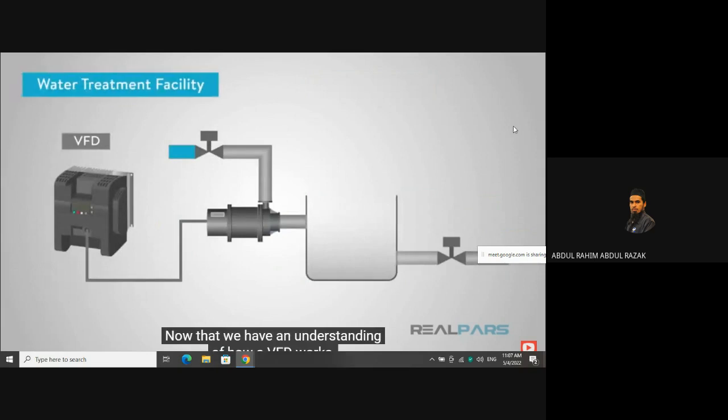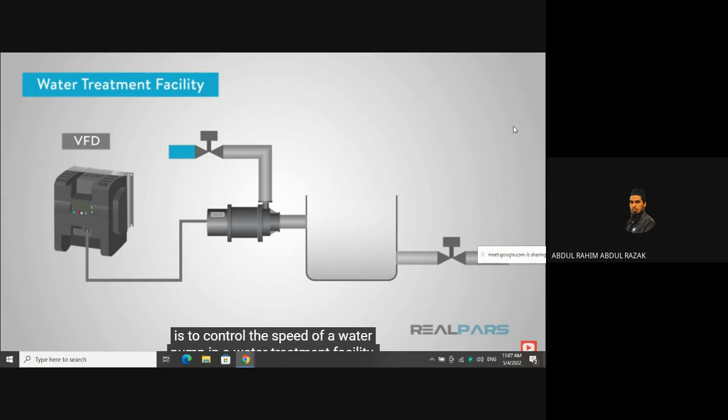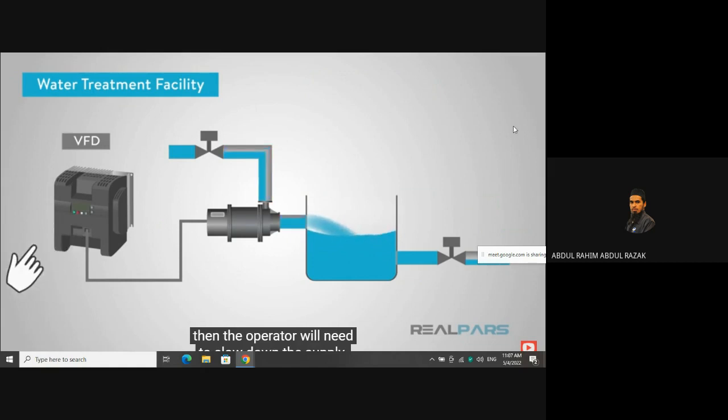Now that we have an understanding of how a VFD works, let's see what they're used for. One very common use in industry is to control the speed of a water pump in a water treatment facility. A water treatment plant typically has a constant flow of water coming into the plant. However, if the water demand exiting the plant is lower than the supply entering the plant, then the operator will need to slow down the supply. This is achieved by using a VFD on the AC motor. The operator can monitor water flow and manually adjust the VFD accordingly.